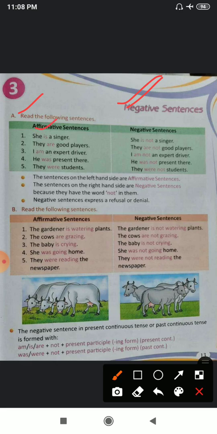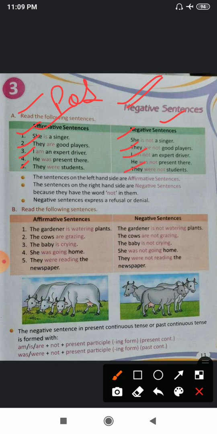On the left hand side, affirmative sentences are given. As you can say, these are the positive ones. And on the right hand side, negative sentences are given. Number 1, she is a singer. She is not a singer. Number 2, they are good players. They are not good players. Number 3, I am an expert driver. I am not an expert driver. Number 4, he was present there. He was not present there. Number 5, they were students. They were not students.